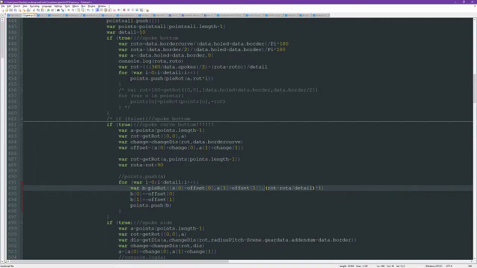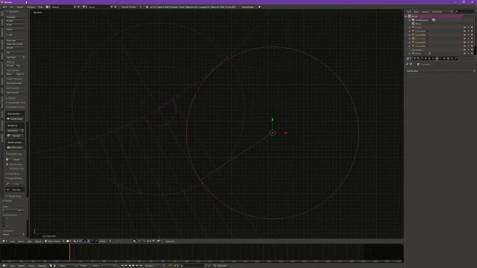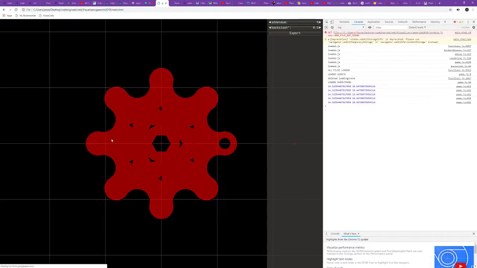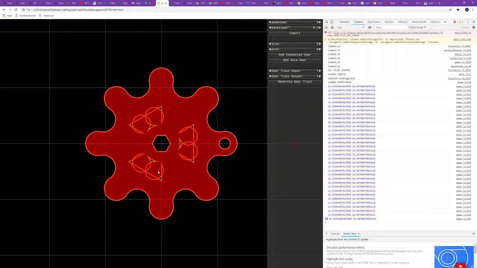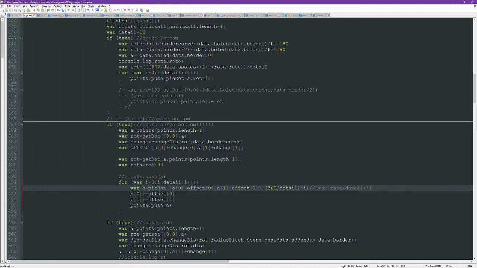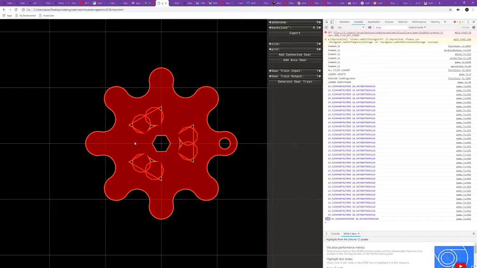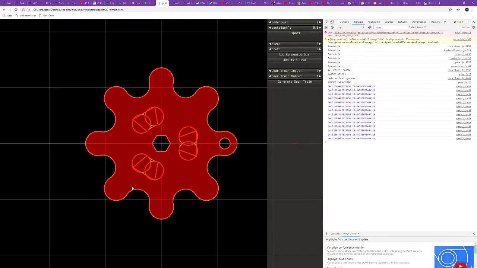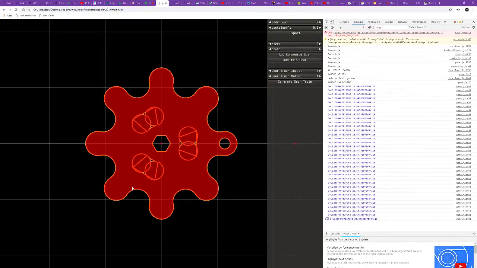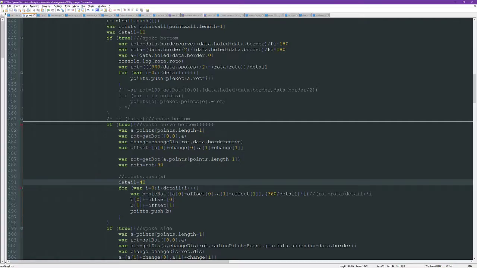Let's just make a full circle. Probably up the detail a bit. Okay. So yeah, no matter how I do this, that distance is far too big, as if border wasn't being divided by 2.